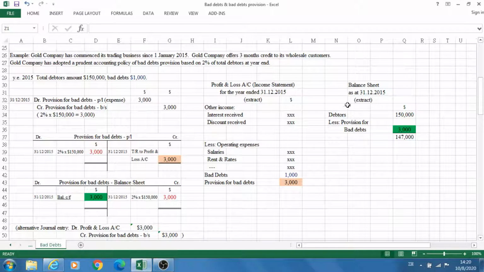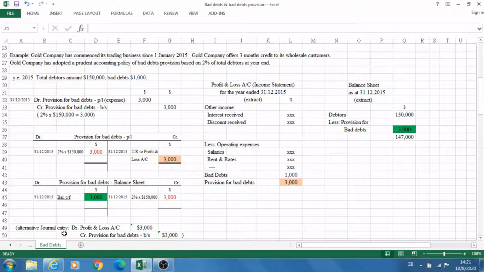This is balance sheet extract as at end of 2015. Total debtors $150,000. Less provision for bad debts $3,000. The estimated collectible amount from debtors at end of 2015 is 147,000.